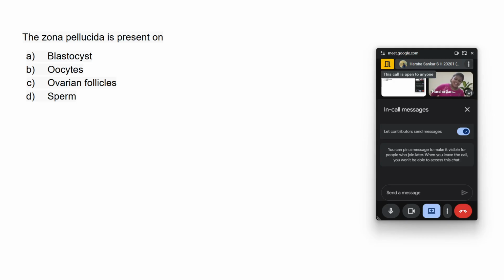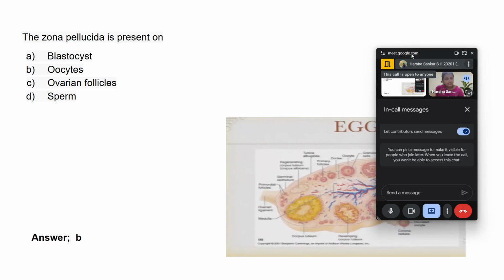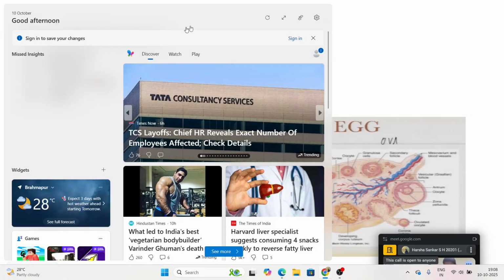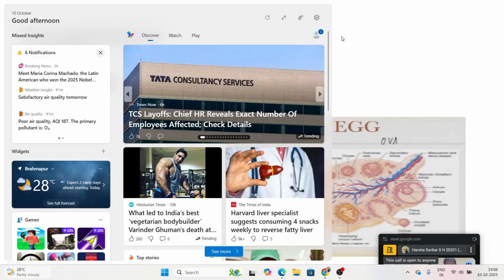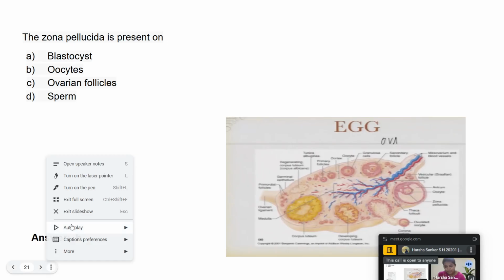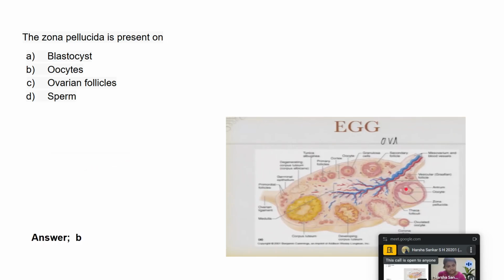Yeah, that is the correct answer. Zona pellucida is the outer layer present in oocytes. I can show the figure here. So here you can see the oocyte. I'll use the pointer. This is the oocyte, and this layer is the zona pellucida.